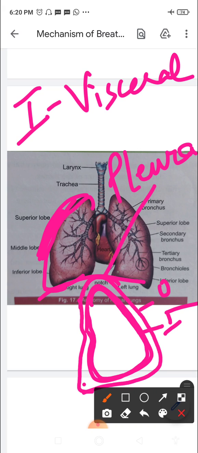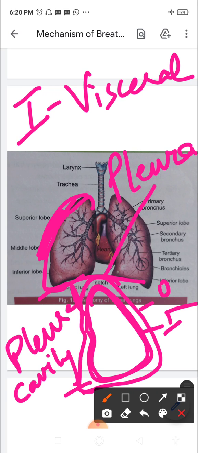Now there is space in between these two layers. This space is filled with a lubricating fluid. This space is known as the pleural cavity, and it is filled with a lubricating fluid known as the pleural fluid. What is the function of this fluid? It allows the membranes to slide past each other easily during respiration. And any inflammation in the pleura leads to a disease known as pleurisy.